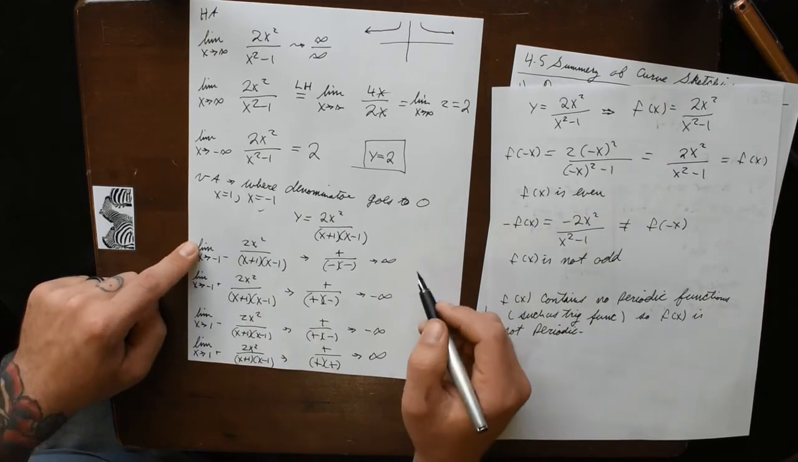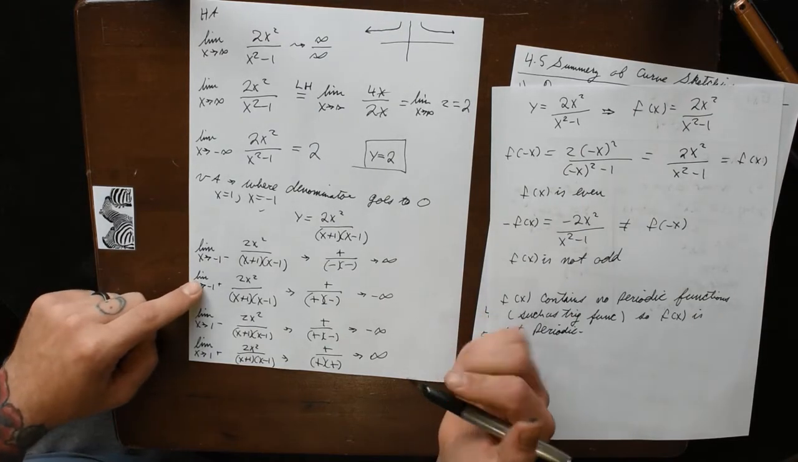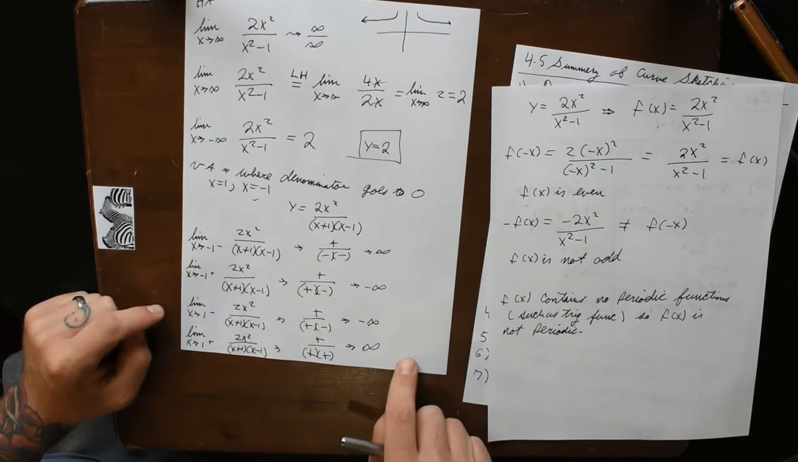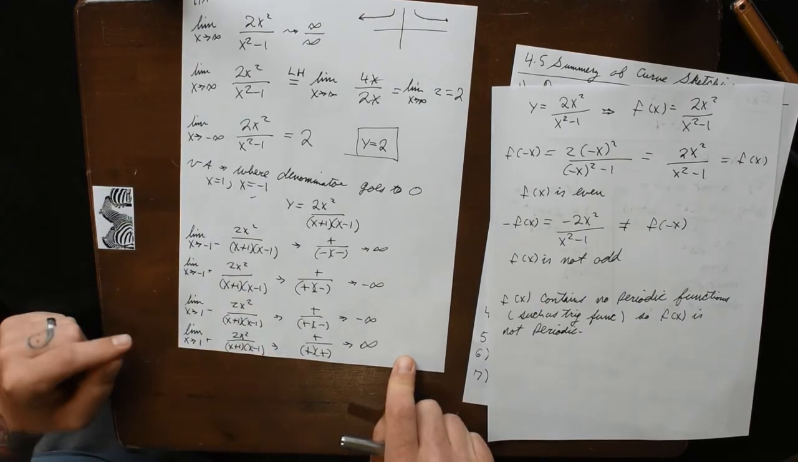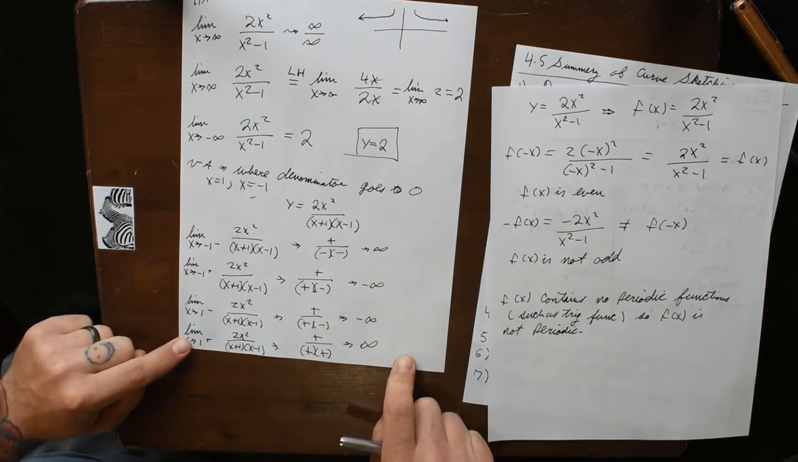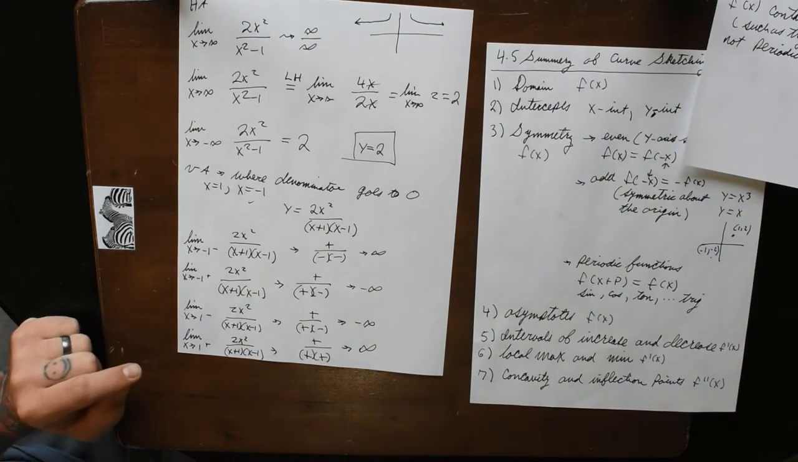So, as we approach negative 1 from the left, we go to positive infinity. As we approach negative 1 from the right, we go to negative infinity. As we approach positive 1 from the left, we go to negative infinity. And as we approach positive 1 from the right, we go to positive infinity.